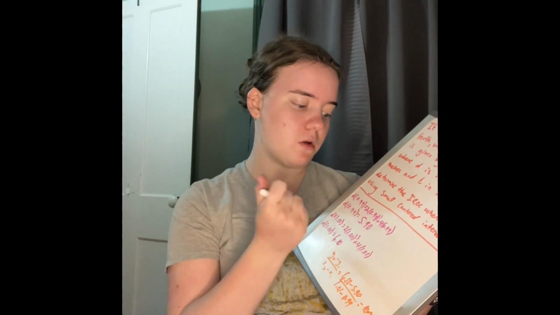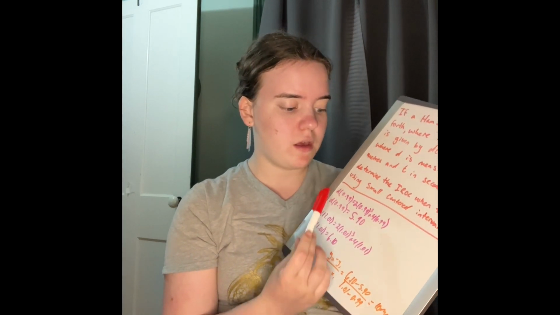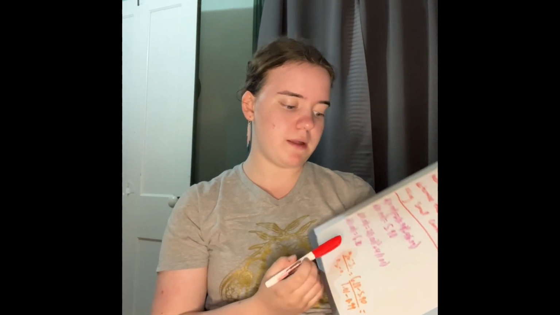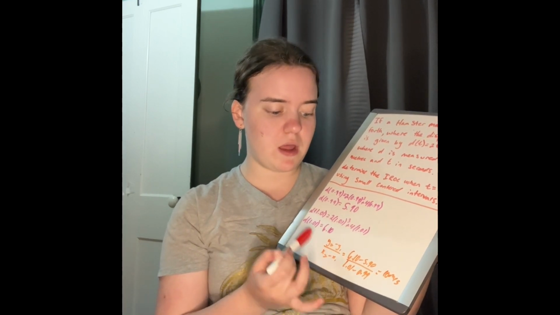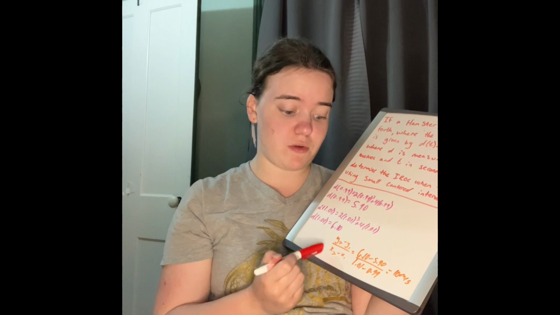So the next part of the hamster question asks, determine the IROC when t equals 1 using small centered intervals. I already have it written out because it's fairly simple, so we're going to plug slightly below 1, 0.99, into our equation. We get 5.90, and then we're going to plug slightly above 1 into the equation, so 1.01, and we get 6.10, and then same equation, (y2 - y1)/(x2 - x1). Plug all that in, and we get 10 meters per second as the velocity at t = 1.